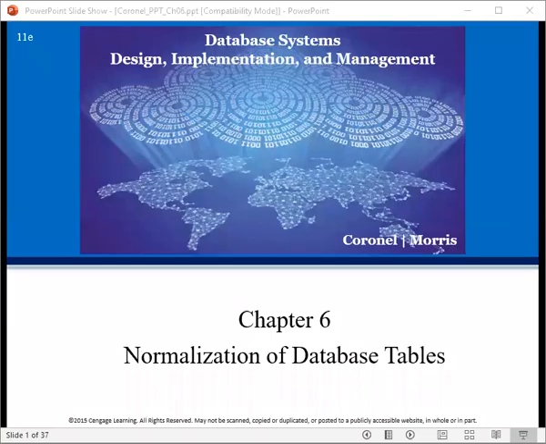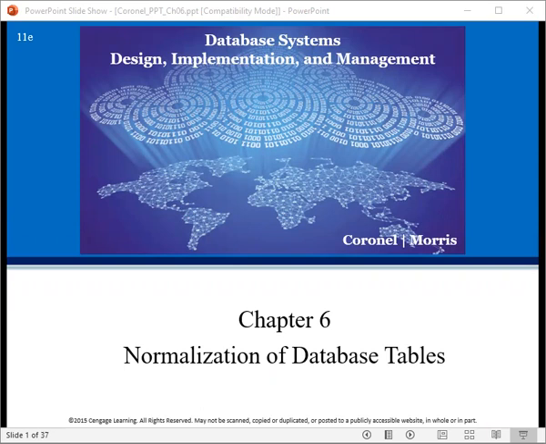Good evening. Tonight we're going to talk about normalization of database tables. Database design analysis is a technique used to improve a data model for implementation as a database. The goal is a simple, non-redundant, flexible, and adaptable database.